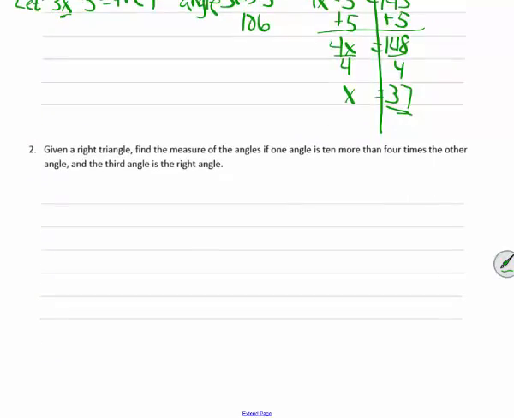So given a right triangle, in this case, I'm going to draw myself a picture. So I know I have a right triangle. Here's the right angle. Find the measure of the angles if one angle is 10 more than 4 times the other angle, and the third angle is the right angle. So we have the right angle. All right, so I'm going to start with my let statements. So let x equal the first angle.